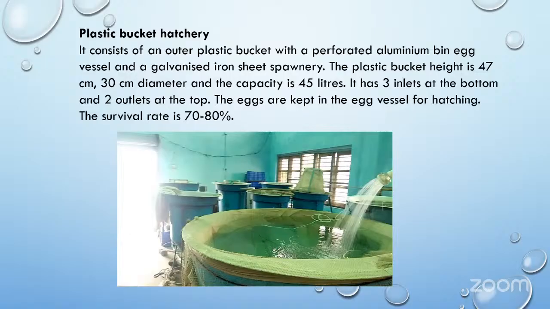Plastic bucket hatchery. It consists of an outer plastic bucket with a perforated aluminum bin egg vessel and a galvanized iron sheet spawnery. The plastic bucket height is 47 centimeters, diameter 30 centimeters, and the capacity is 45 liters. It has three inlets at the bottom and two outlets at the top. The eggs are kept in the egg vessel for hatching. The survival rate is 70 to 80 percent.